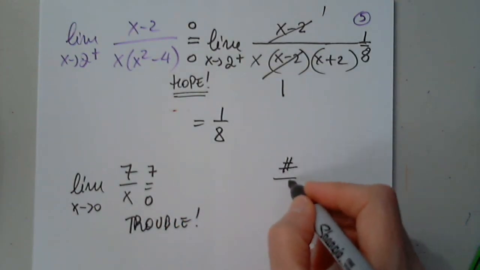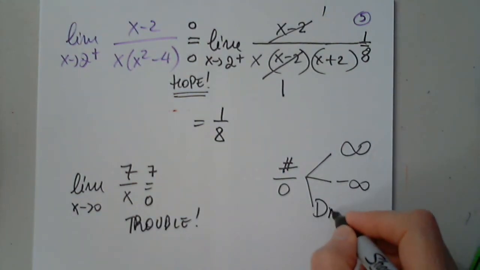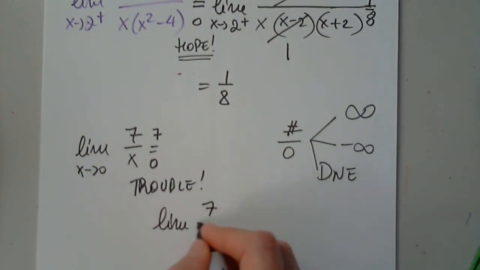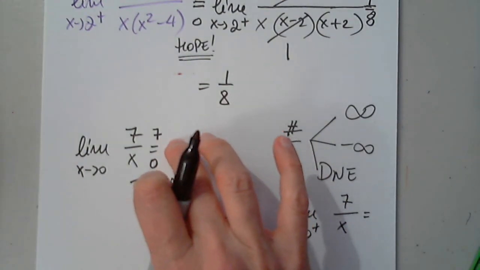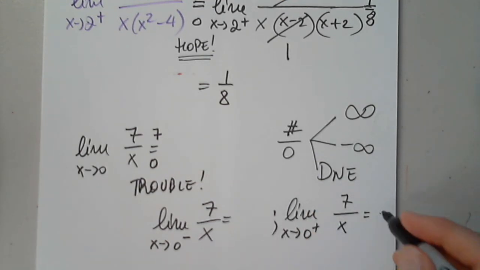Because we know a number over 0 has 3 possibilities. So now we see something very important, that this is from either side, and it's trouble. I have to determine the limit of 7 over x from the left, and the limit of 7 over x from the right. I don't know what to write here. Can anyone give us the answer for this and the answer for this?